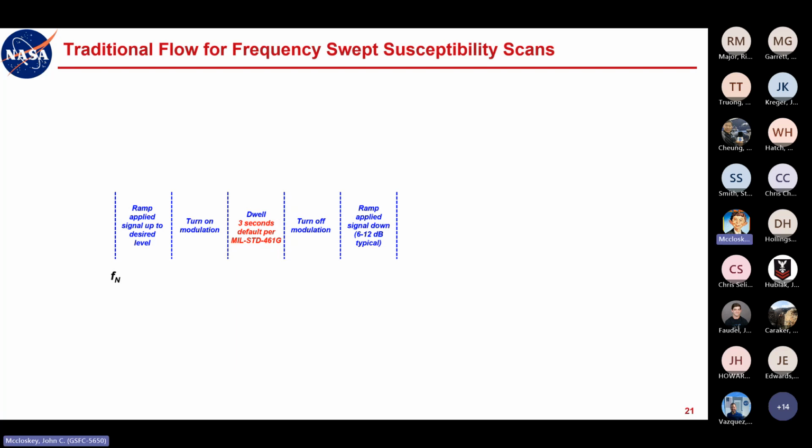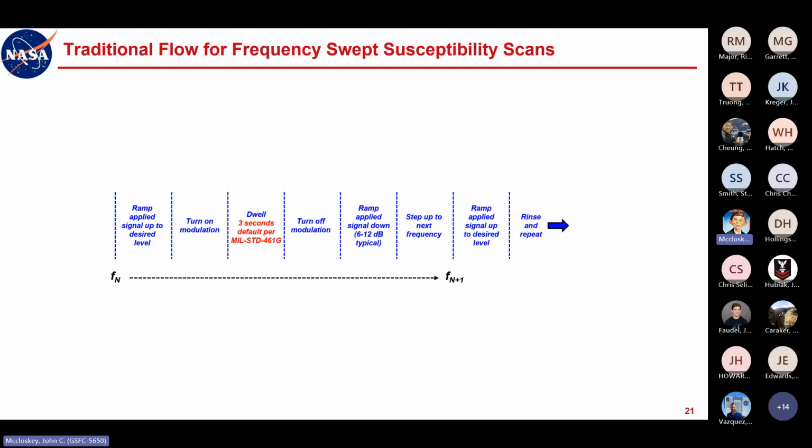You can set this in your test software, any decent software worth using, or maybe you're doing it by hand. But whatever it is, you want to ramp the signal level down, somewhere in the range of 6 to 12 dB. And then step up to the next frequency, so f sub n plus 1, then ramp the applied signal up to the desired level, and then rinse and repeat.